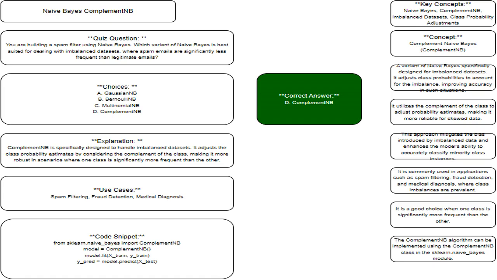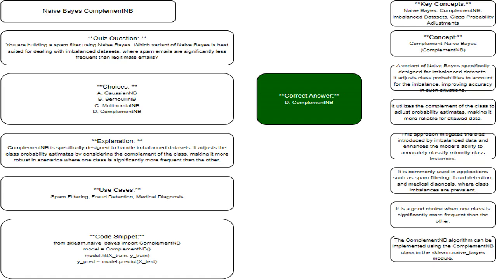In a spam filtering scenario, if we have 1000 emails, 900 are legitimate and 100 are spam. A regular Naive Bayes might misclassify spam emails due to the imbalance. Complement NB adjusts the probabilities to account for this imbalance, making it more reliable for classifying spam emails.